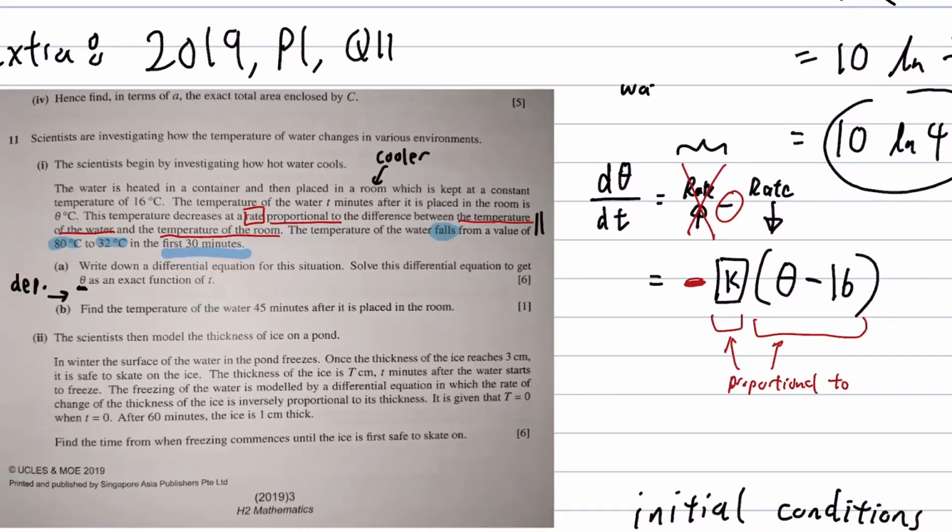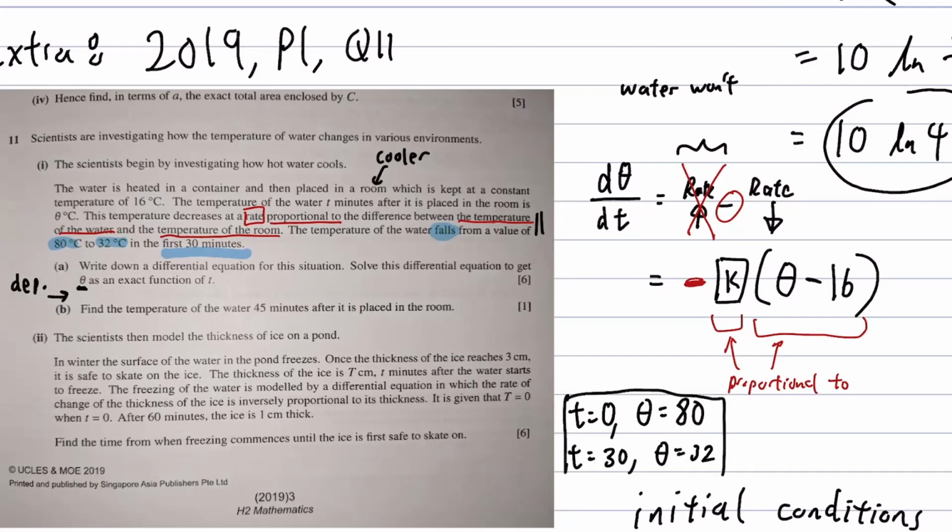80 degrees. When t is 0, then theta is 80. Yes, correct, because you start at 80 degrees Celsius. Then when t is equal to 30, theta is equal to 32. Yes, 30 minutes later. Okay, good.